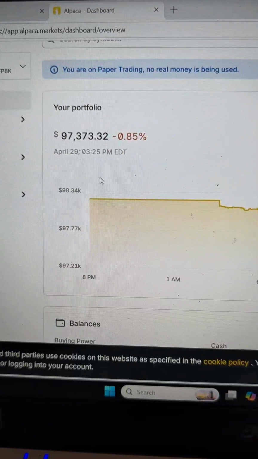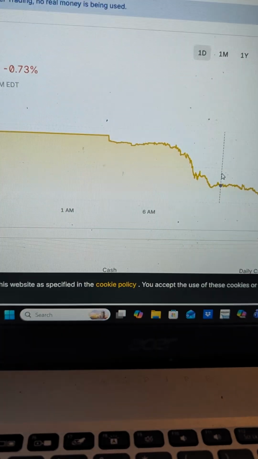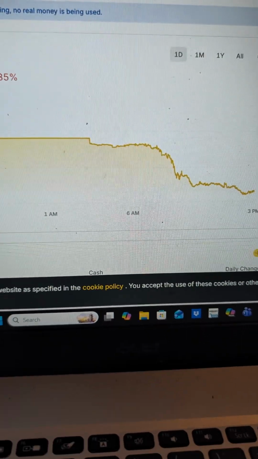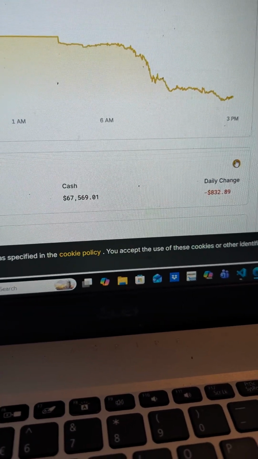All right, so you can see this is a paper trading account because it's $100,000 and I'm actually a poor person. So it started out with 100 grand. Today it did really not great. Two things dropped pretty quickly. Stock market didn't do great today. You can see it's down $832.